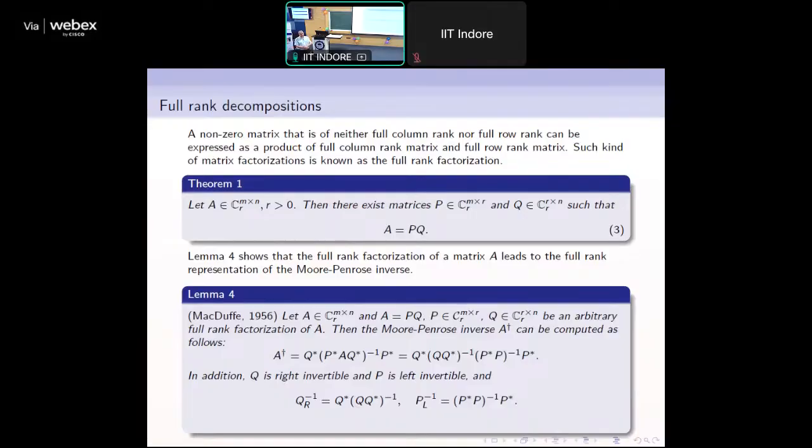In this way, we reduce the problem of computing the Moore-Penrose inverse to the problem of computing the usual matrix inverse. The first term is given here, and it represents the right inverse of Q. The second term is represented here, and this term represents the left inverse of P.